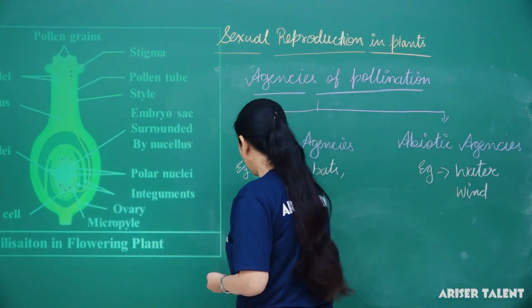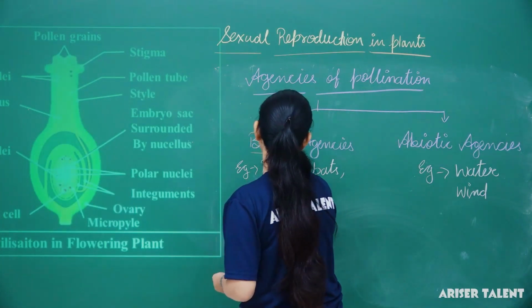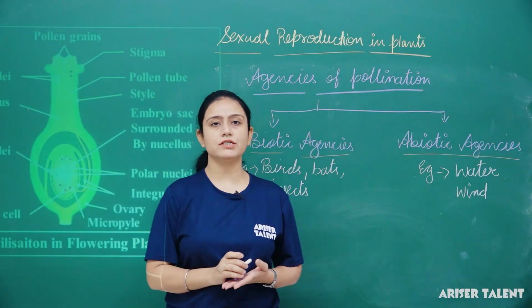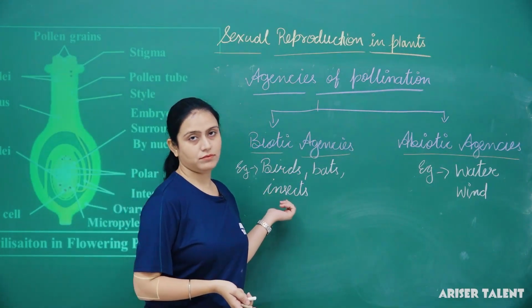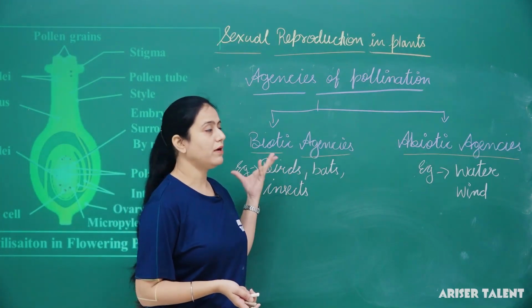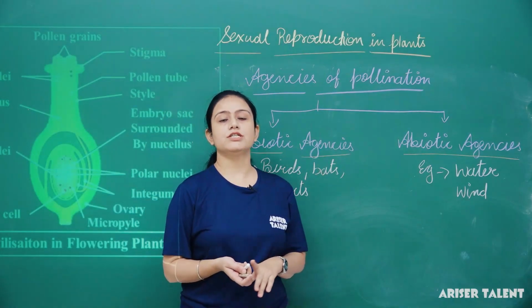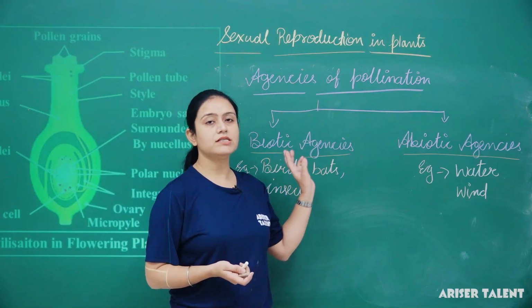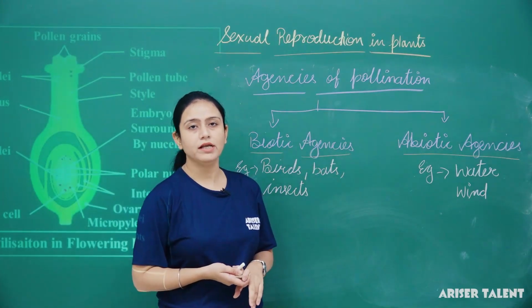Okay, so these are the agents of pollination. What are biotic agencies and abiotic agencies? It means when the pollination is caused by birds, bats or insects, that is biotic. These are known as biotic agencies or biotic agents, and when the pollination is done by water and wind, then these factors are known as abiotic agencies.